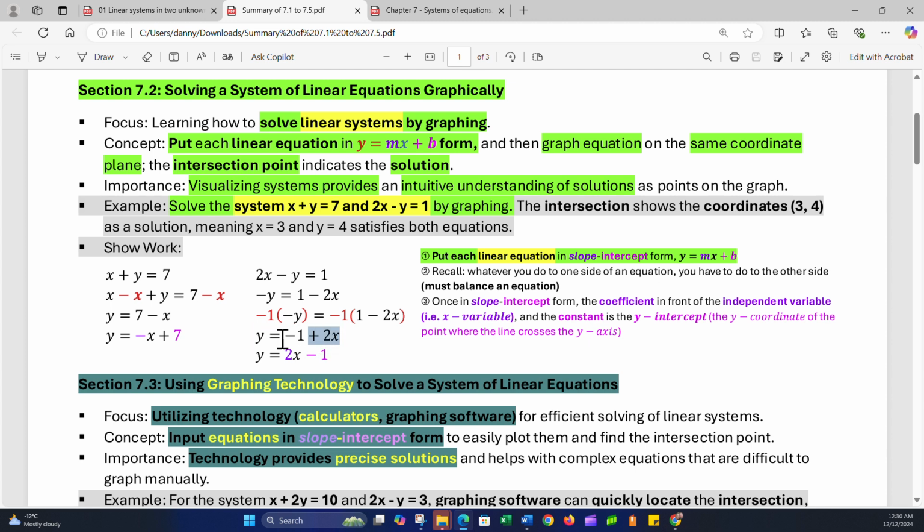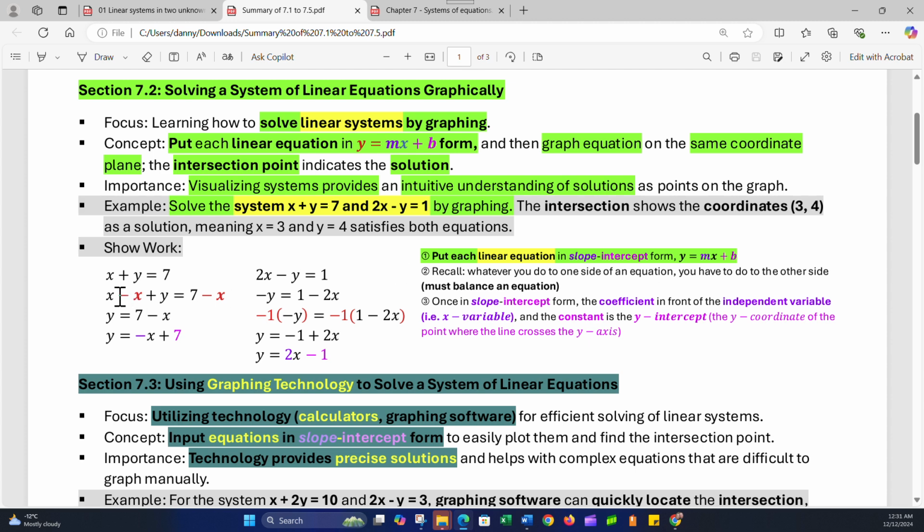And again, I get it in this form originally, which is correct, but I want to move the x variable and its coefficient here so that I can see that the slope is 2 and the intercept is negative 1. So this just kind of shows what I did. Again, step number 1, put each linear equation in slope-intercept form, y equals mx plus b. And then, whatever you do to one side of an equation, you have to do to the other side. You must balance the equation.